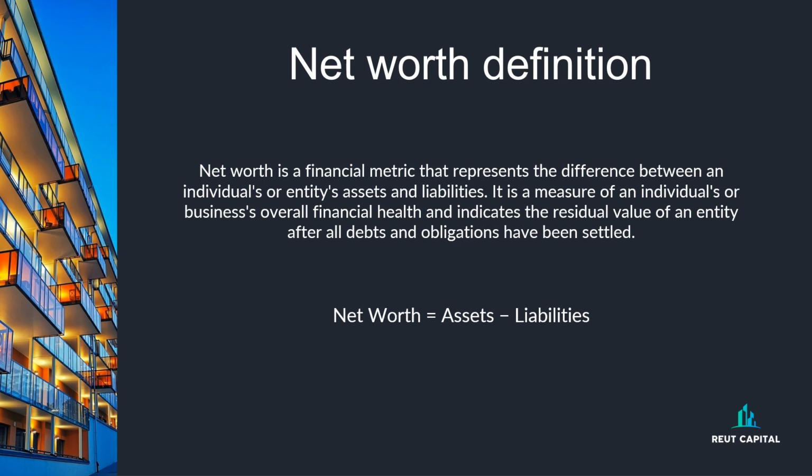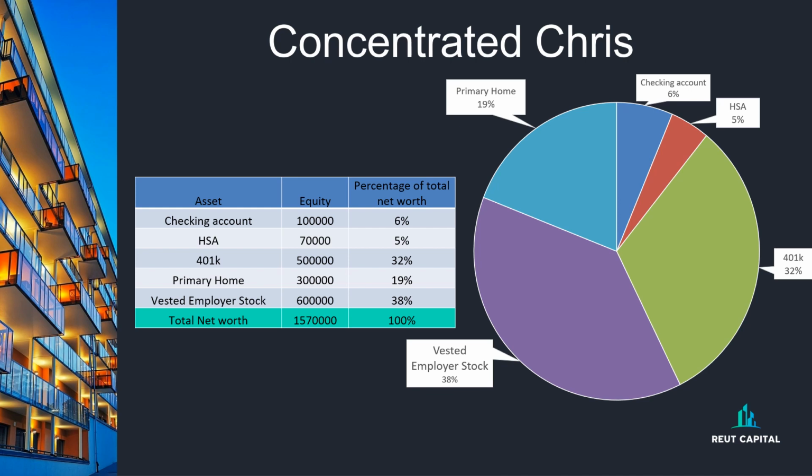So let's start with some examples. The first one, this guy's name is Concentrated Chris. He's a hardworking individual who has a family and a high paying job. He's very good at his job and extremely busy with his work during the day. And off work, he's busy with his family. He has the most common accounts any individual on a W-2 has.